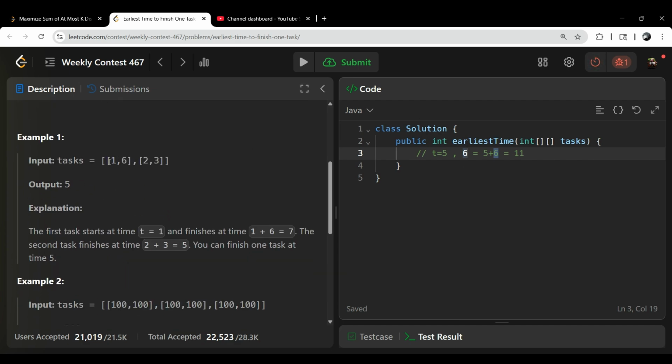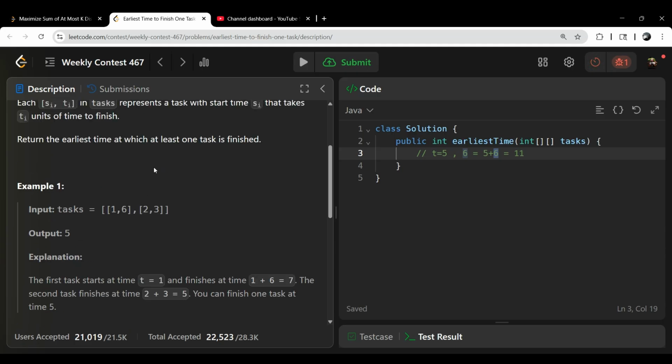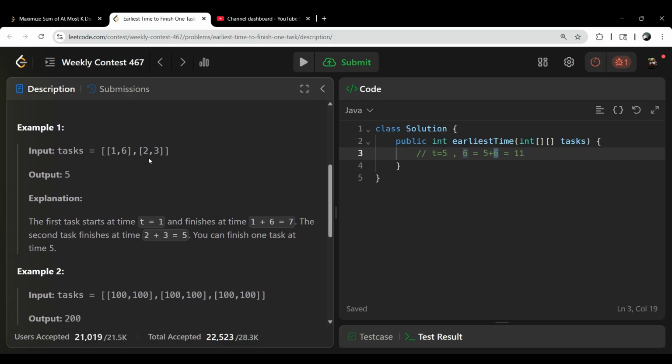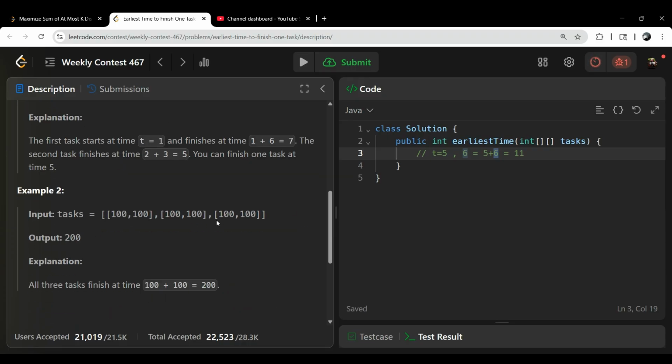Okay, so basically this task will complete at t equal to 7, and this task will complete at t equal to 5, because it is starting at 2 and it takes 3, so total is 5. At time 5 it will get completed. Now we have to return the earliest time, so we are returning 5 here. Here all the tasks will get completed at 200 and the minimum is 200.